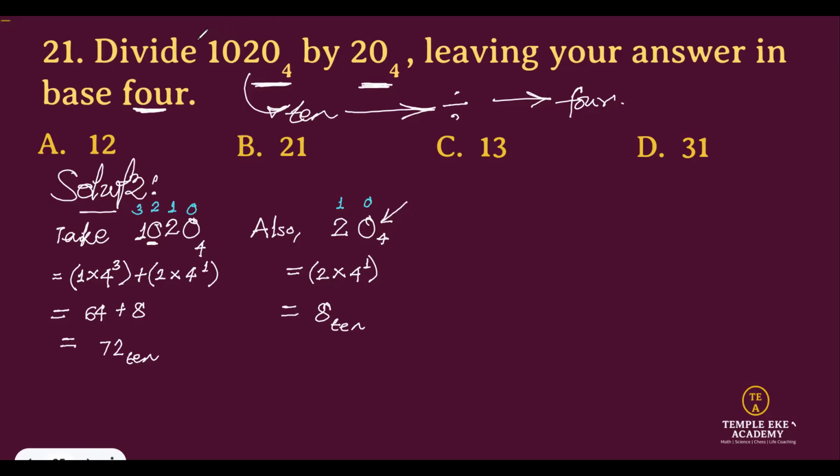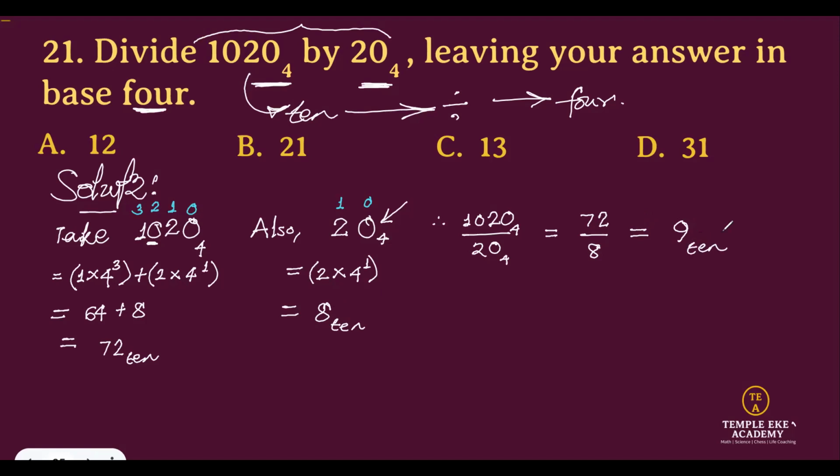1020 base 4 divided by 20 base 4 is equivalent to writing the new result in base 10. So the next stage is to carry out the division. So we're saying 1020 divided by 20, both of them in base 4, is the same as 1020 converted to 72 base 10 divided by 8 base 10. And this is going to give us 9 in base 10.